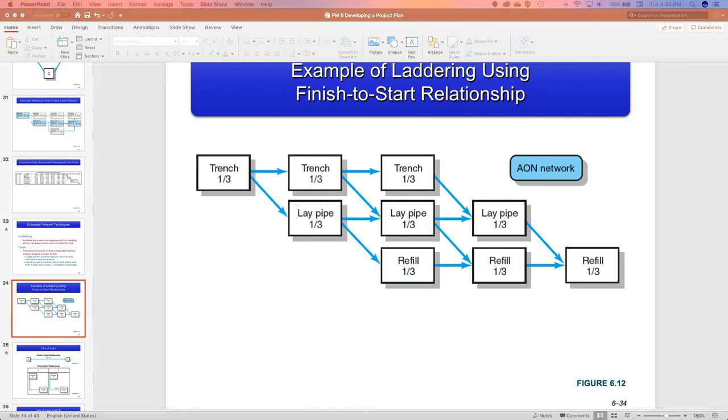let's say, for instance, right, that we say T for trench times 3, because each one of the activities we're going to assume takes us 1 day. So if we have to lay the trench times 3, that's 3 days. So T times 3 equals 3, right? Laying the pipe times 3 equals 3. And then refilling times 3, okay? So the total is going to equal 9 days. So far, so good?